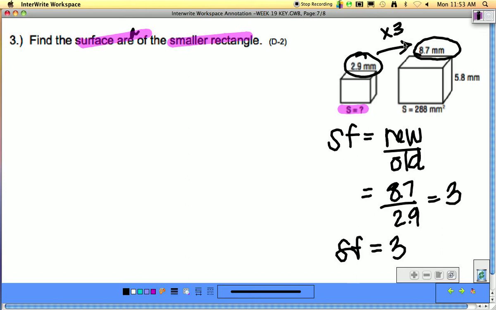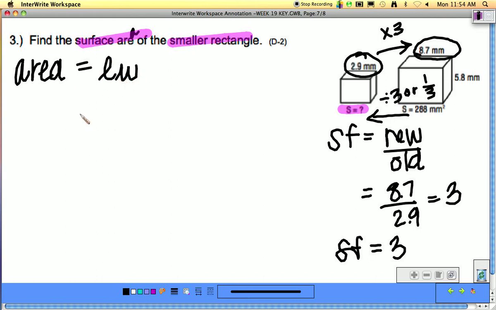Since we are looking at going in the reverse direction, I have to look at it as dividing by 3 or multiplying by 1/3. Okay? So now let's look at how to find the area. I know that area is measured in 2 dimensions, length times the width. So I have to multiply each dimension by this 1/3. So 1/3 times the length and 1/3 times the width. And that's going to equal 1/9 times the area.